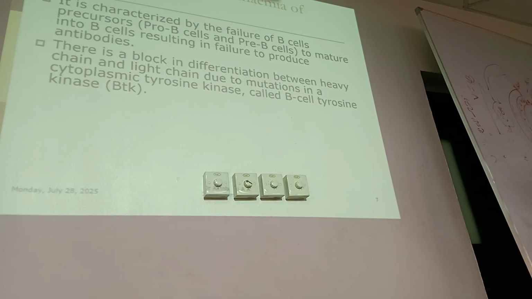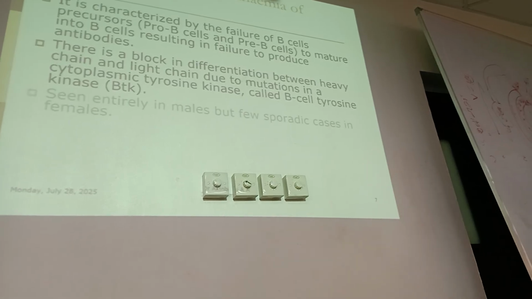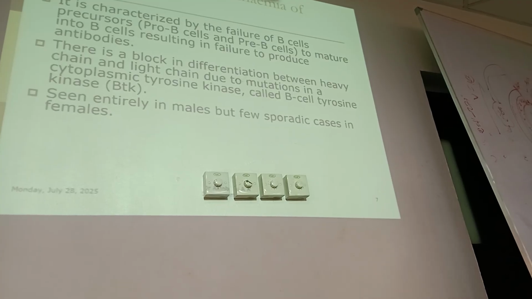You have pro-B, they are immature B, you have pre-B, they are immature B, but they cannot move on to B cells because of this mutation in the cytoplasmic enzyme tyrosine kinase. So-called B cell tyrosine kinase, BTK, is mutated. So the enzyme is responsible for the maturation of the pro-B and pre-B into B cells. It is seen almost entirely in males because it's X-linked, but there are a few sporadic cases in females. So it's possible to have it.